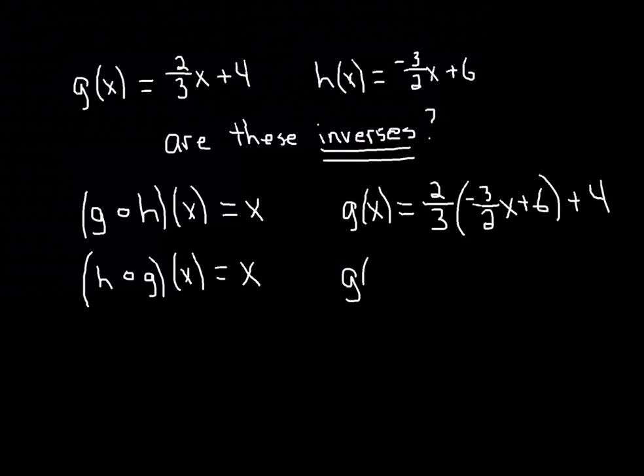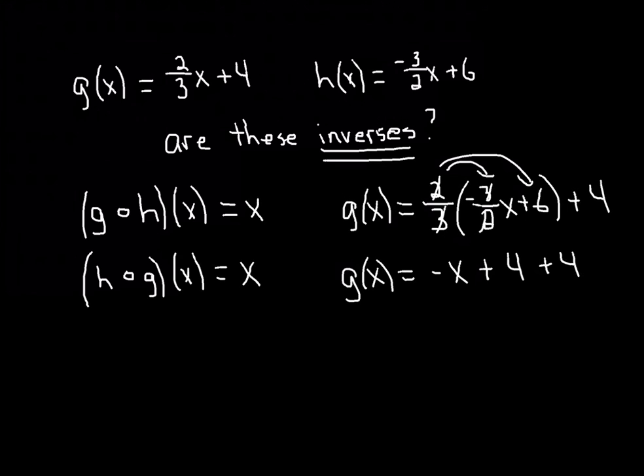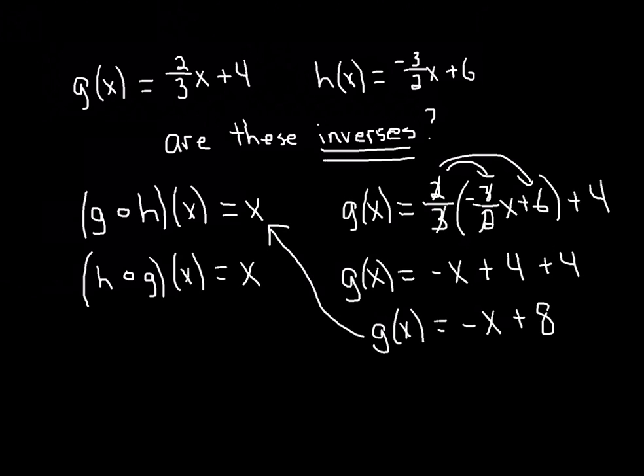Now when I do this, that would cancel, and that would cancel, leaving negative x, and then 2/3 times 6 is 12/3, which is 4, because you still have to multiply the 2/3 times that, and then plus 4. Now, when I do that, I get g of h of x is equal to negative x plus 8. If these are inverses, I should get just x, not negative x plus 8. So I can stop right there and say, no, these are not inverses of each other.